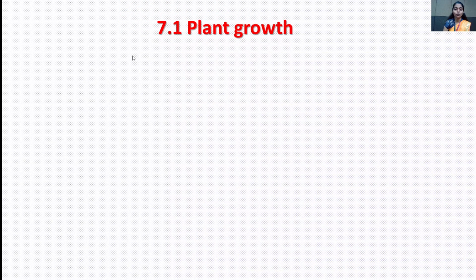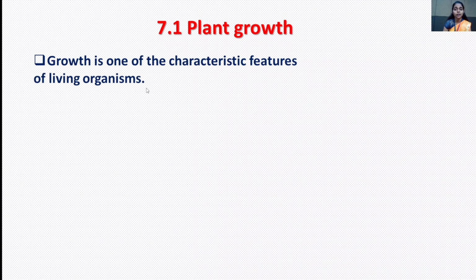So let's start. First point is plant growth. What is meant by growth? Growth can be defined as the increase in plant volume or mass with or without formation of new structures such as organs, tissues, cells or cell organelles. Growth is usually associated with development and reproduction. So, growth is one of the characteristic features of living organisms.